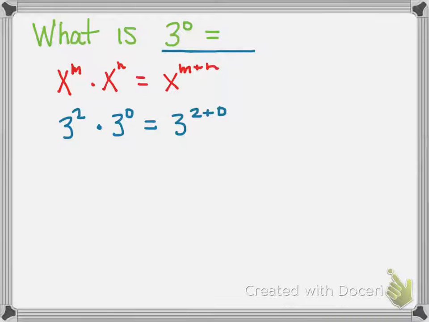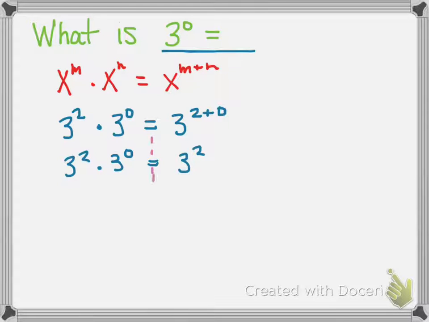Let's take a look at this. I could say that 3 squared times 3 to the 0 is equal to, if I simplify this, 2 plus 0 in my exponents would be a 2. So now I have 3 squared times 3 to the 0 equals 3 squared. And let me change color so you can see what happens here. I notice that I have a 3 squared on both sides of my equal sign.